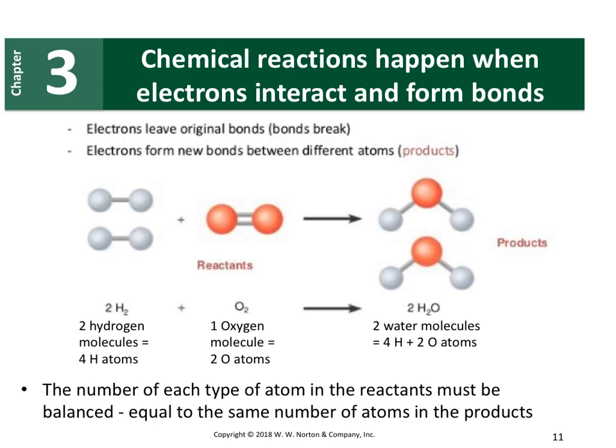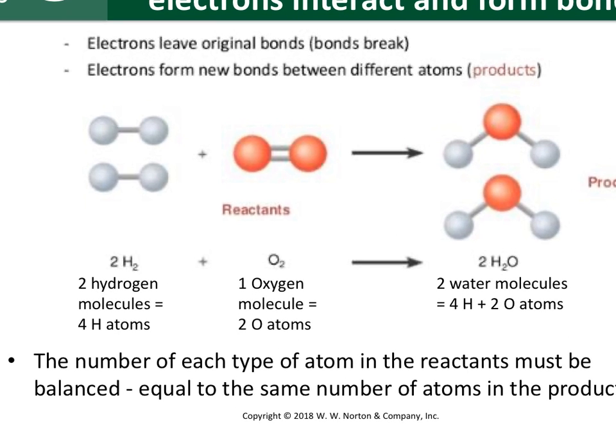So here we are again. We've actually got two reactants, hydrogen and oxygen. The molecule of hydrogen is actually two hydrogens, and two oxygens is a molecule of oxygen. And so you can see that on one side we have 4 hydrogen atoms and 2 oxygen atoms.